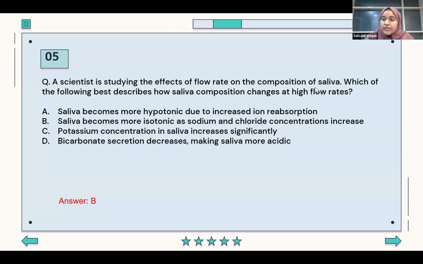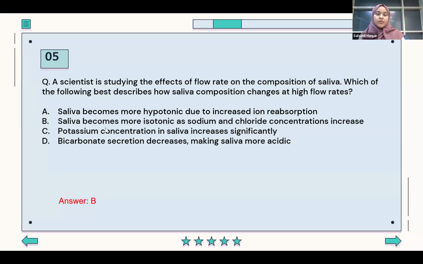So what happens at high flow rates? At high flow rates, there will be less time for the saliva to pass from the acini to the ducts, right? So if the saliva spends less time in the duct, that means fewer electrolytes will be reabsorbed from the saliva. So in the beginning, when saliva was isotonic, it will still stay isotonic because not many electrolytes are removed from the saliva as it spends very little time in the duct. Does this make sense?